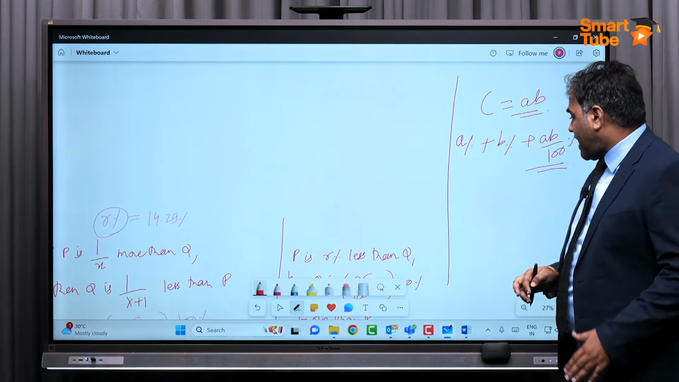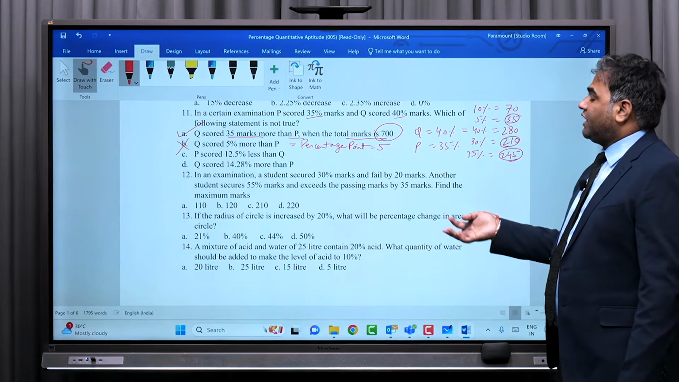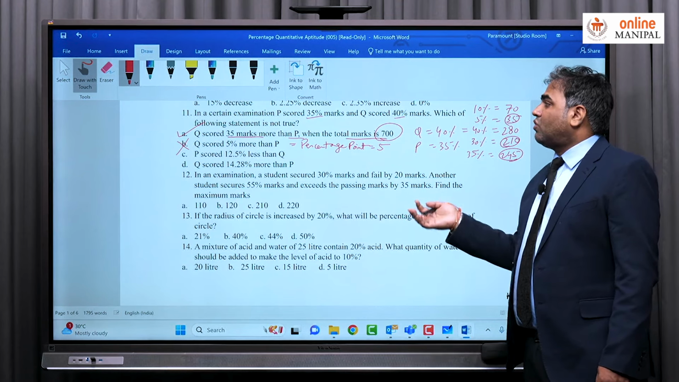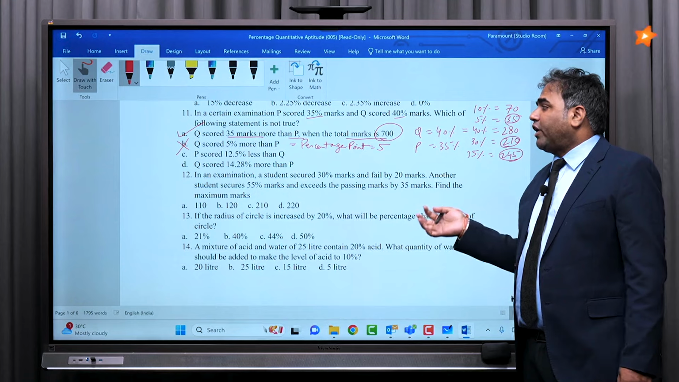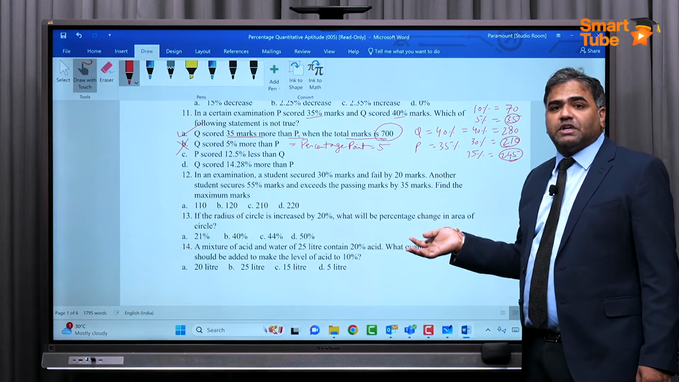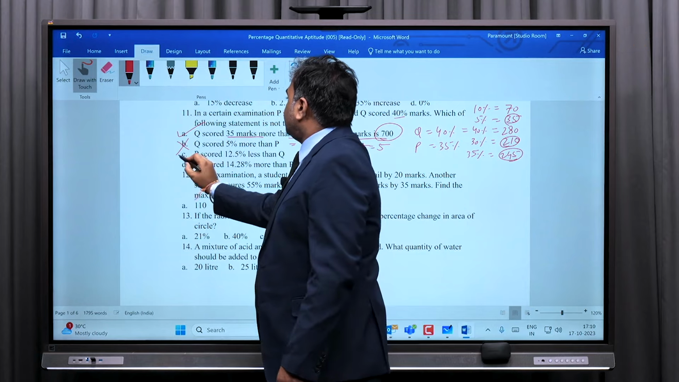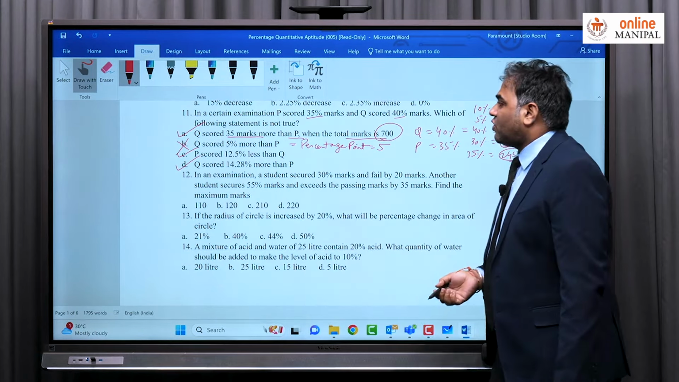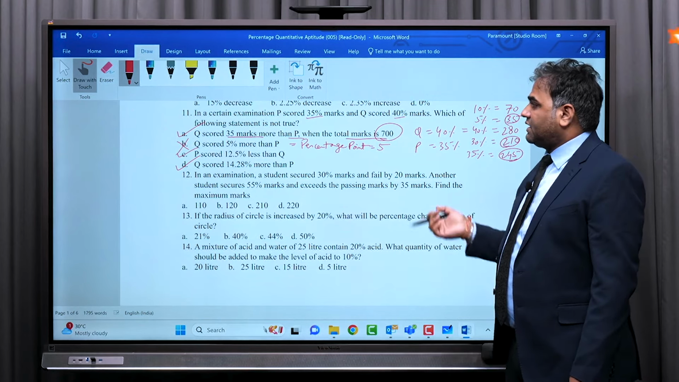Okay, now going back to the question. So here you understood, P would score 12.5% less, and Q would have scored 14.28% more than P. So this framework is correct, and this is also correct. So which statement is not correct? Option B is not correct. Clear, everyone? I hope this part is clear with everyone.